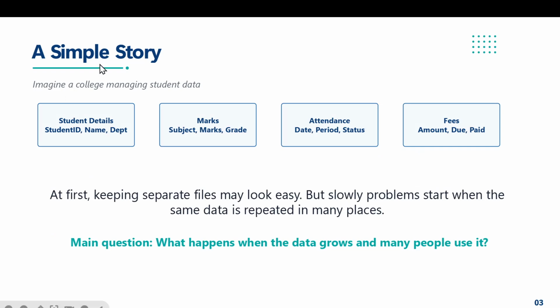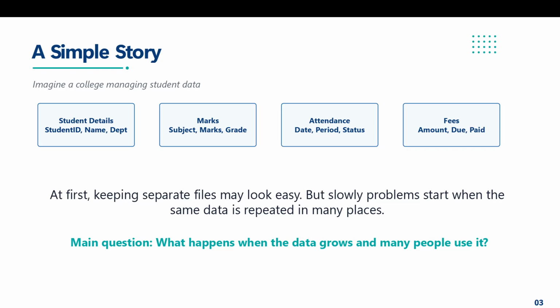So imagine a college managing student data. In a college, we have many types of information, right? For example, student details like student ID, name, and department. Then marks details like subject, marks, grade, etc. And the attendance details like date, period, and present or absent status. Then the fee details like amount, due amount, and paid status, something like this.